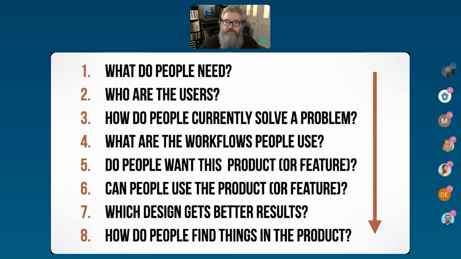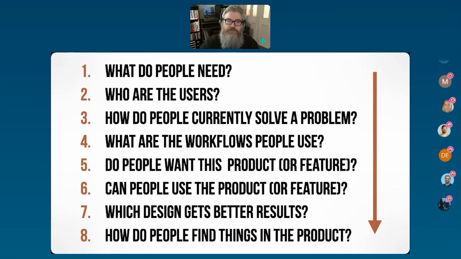Let's make sure we understand the workflows. Let's make sure we understand how people currently solve a problem. And more importantly, make sure we know who the users are and that people need it. And the other secret weapon to help you in this is that this goes into your recruiting.